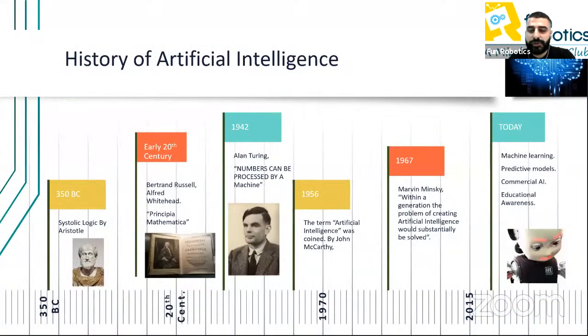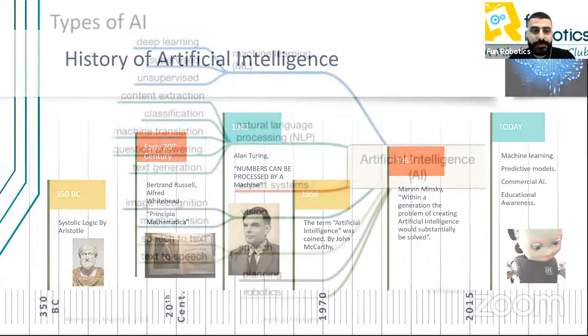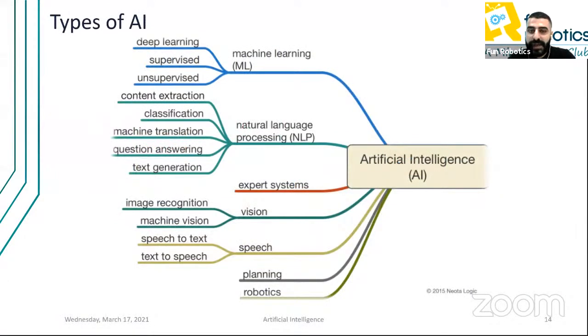Let's dig deeper into machine learning, first, by seeing how AI started back in 350 BC, and then the early 20th century, all the way to today, where we have machine learning, predictive models, commercial AI, like buying humanoid robots, for example, Sophia, that we all know about, and educational awareness. These are all the different branches of AI.